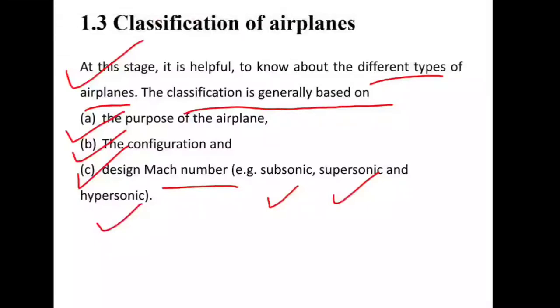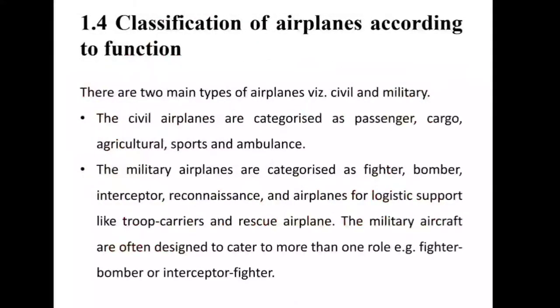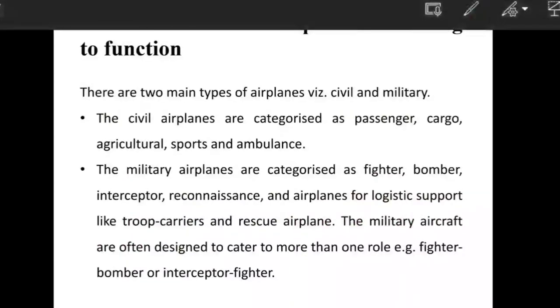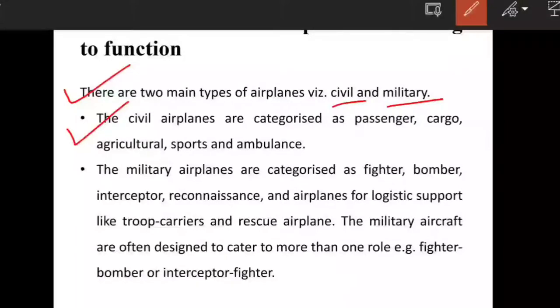So this is about the classification. Let's see the classification of airplanes according to the function. This is the first point to understand how we categorize or classify the airplane according to the function. There are two main functions of airplanes that we already know, civil and military. The civil airplanes are categorized as passenger, cargo, agriculture, sports and ambulance purposes. Understand? But what about the military airplanes?